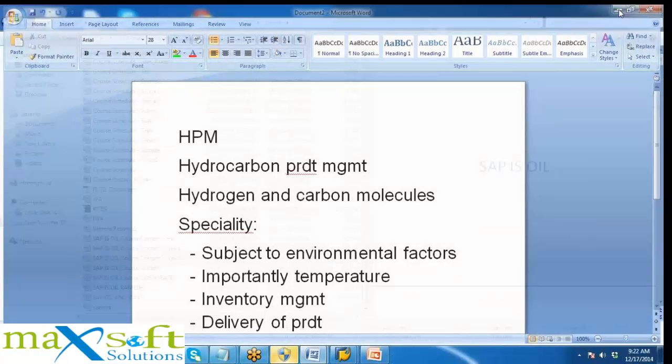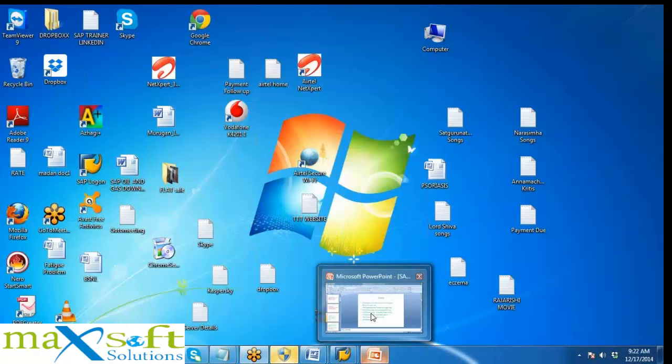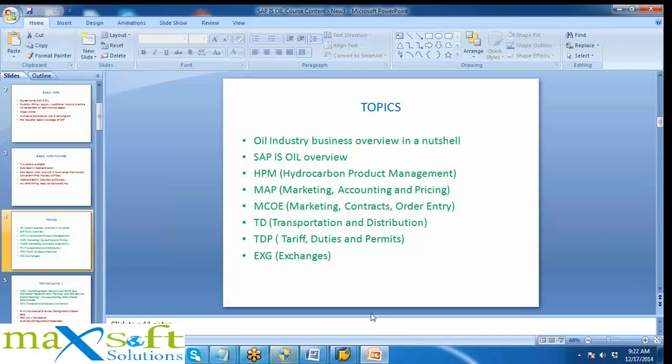Because in the next sessions, we are going to take each of these topics in detail. So at that time you should not be confused about the terminologies. That's why we are dedicating one session for this purpose. Next is MAP, marketing, accounting and pricing.